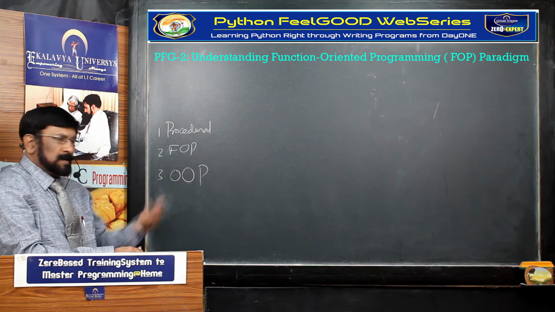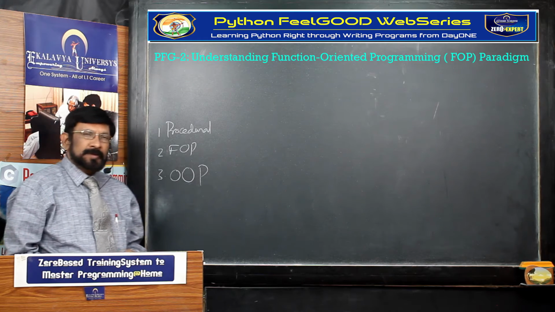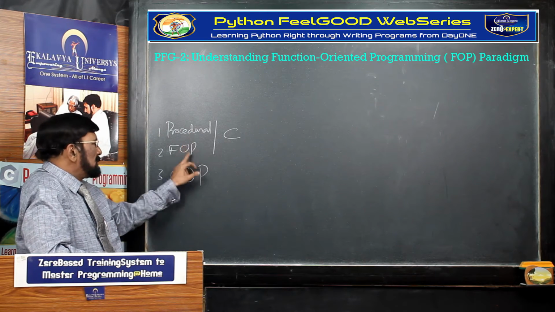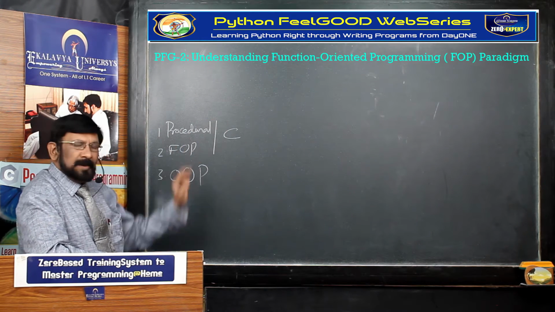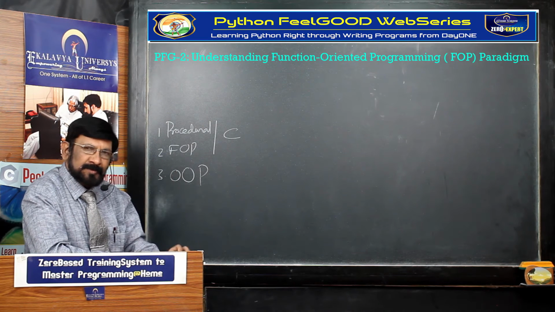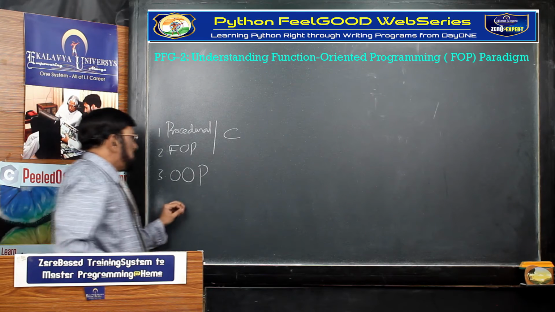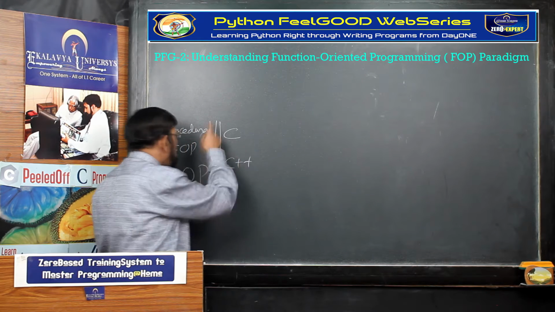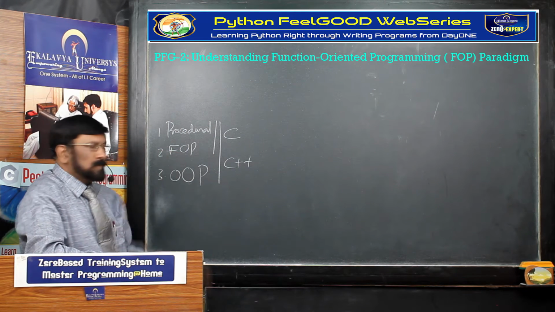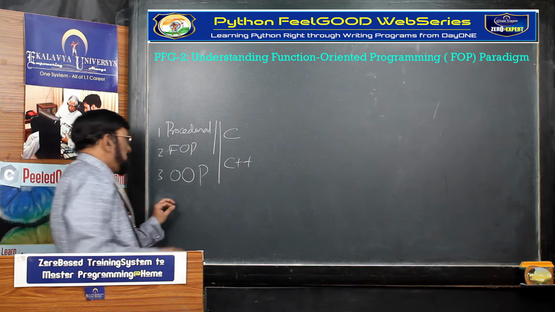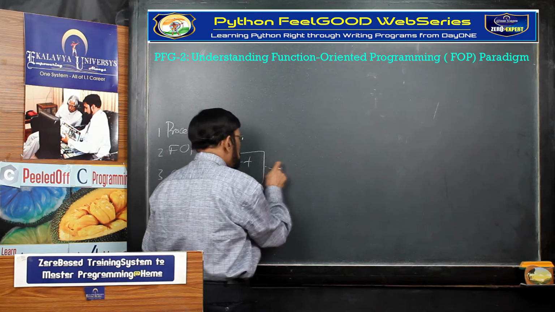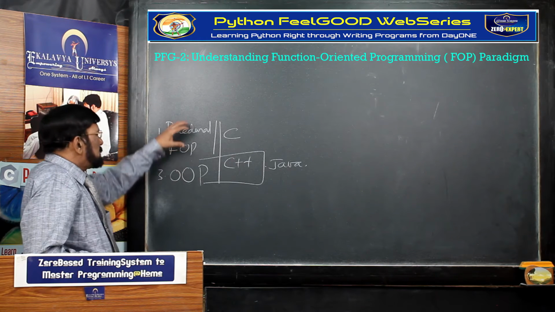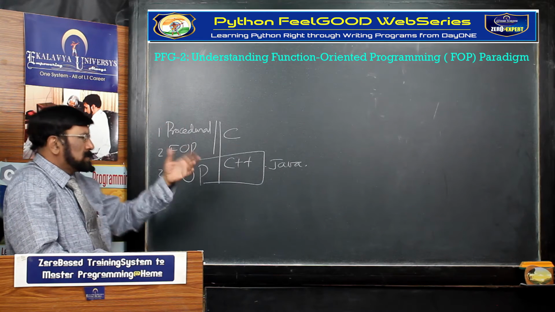Most of you know all the basic prime languages. Suppose you take C. C language supports both procedural and function oriented. Actually, C language is a true function oriented programming language. That point you have to understand. Next, if you come to C++, C++ supports all the three: procedural, FOP and OOP. Okay. As far as Java is concerned, Java is a true object oriented programming language. We cannot write procedural programs or FOP programs in Java.